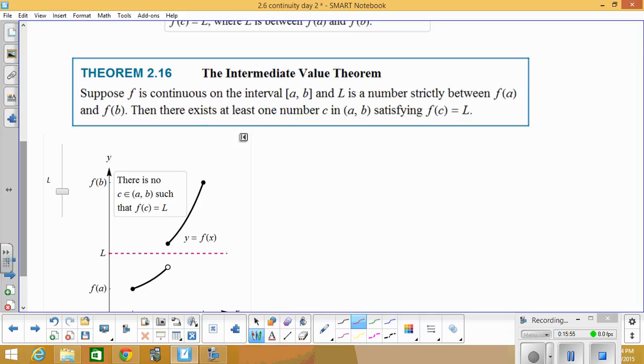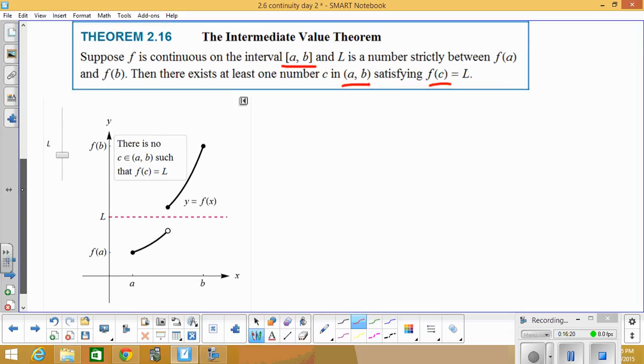So when we state this theorem, intermediate value theorem: suppose f is continuous on the interval from a to b, and L is a number strictly between f of a and f of b. This means we have to have a closed interval. Then there exists at least one number c in the open interval, satisfying that f of c is equal to L. So we have an open and a closed interval that I'm dealing with.